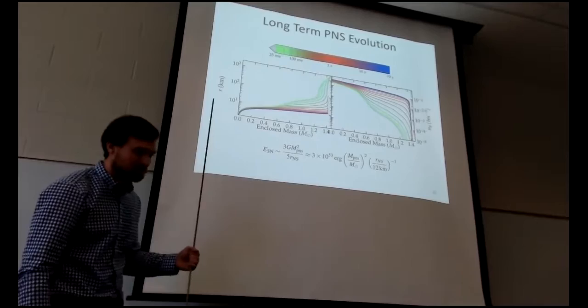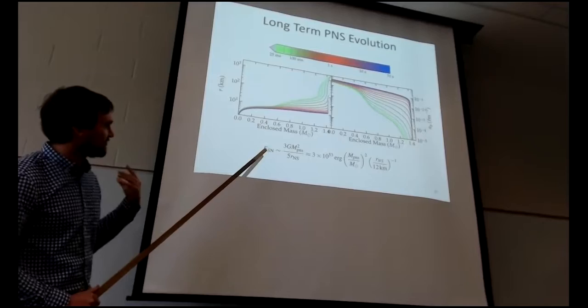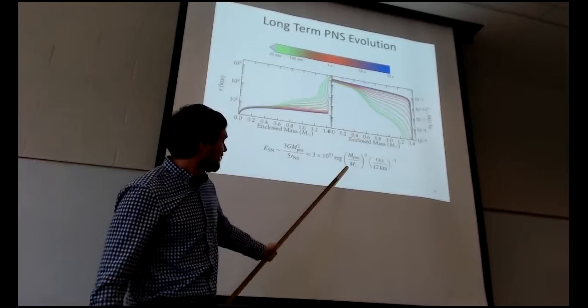And over this process, basically you're taking all this gravitational binding energy and turning it into neutrinos, and the total energy of it resulted in something like 3 times 10^53 ergs, depending on the final radius of the proto-neutron star. And so that's really what's powering the neutrino emission.